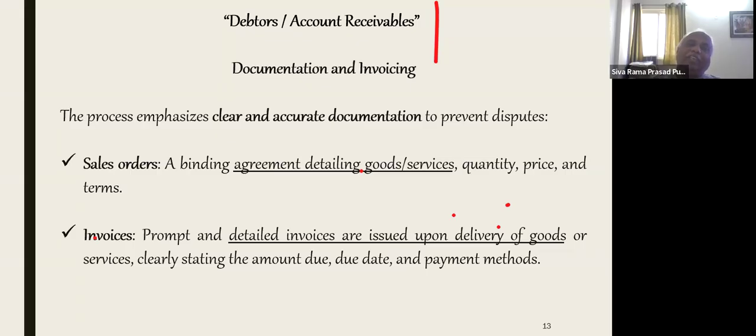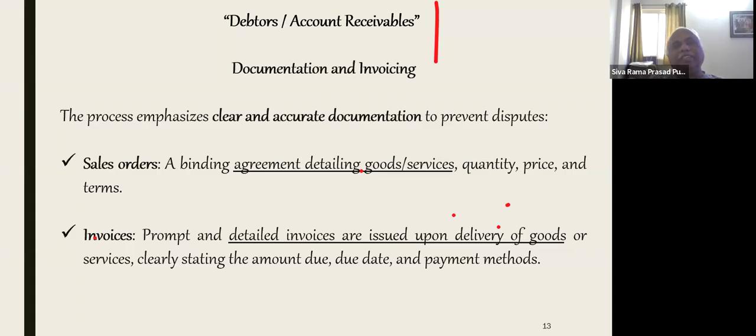So the company is extending credit. Once the claims are received, it means the company has borrowed. But at the same time, the company is extending some credit to others. That also has to be recovered, not only the physical assets. In this case also, documentation.